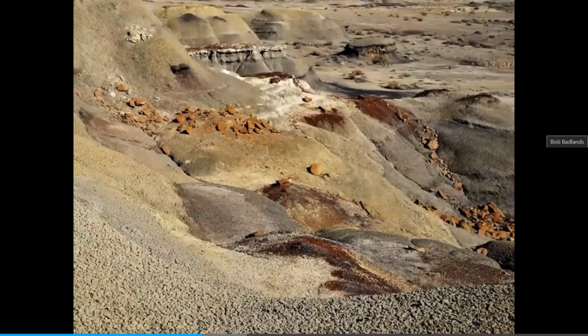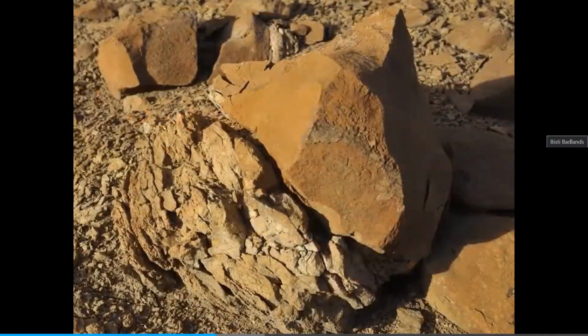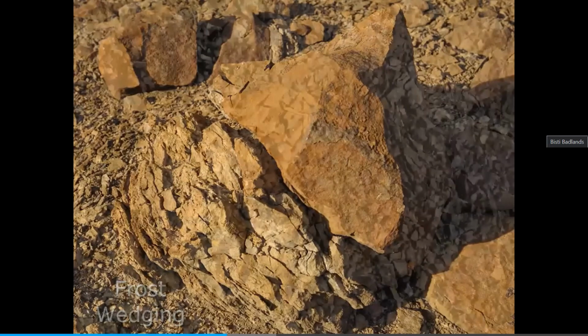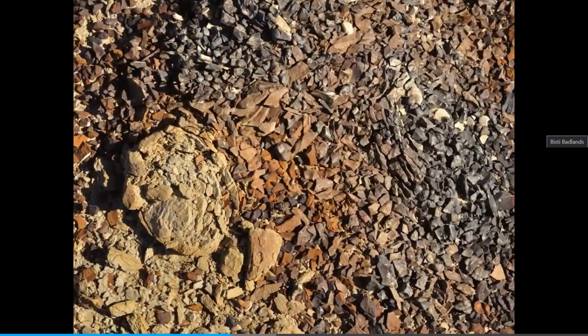Bisti Badlands sits 6,000 feet above sea level. Winter nights are cold, but there's plenty of sunlight to raise daytime temperatures. Any water that creeps into rock crevices repeatedly freezes and thaws, expands and causes cracking in a process called frost wedging. Blocks are pried into smaller, angular pieces, a type of mechanical weathering.